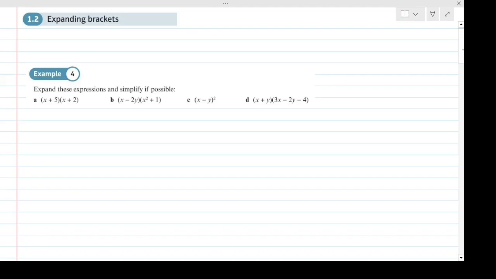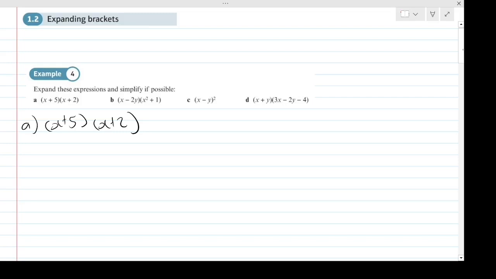So firstly, we need to expand these expressions. Firstly, x plus 5, x plus 2. It's a fairly standard sort of approach. And basically, the way to approach this, as you probably should be able to tackle already, is to consider it term by term, right?